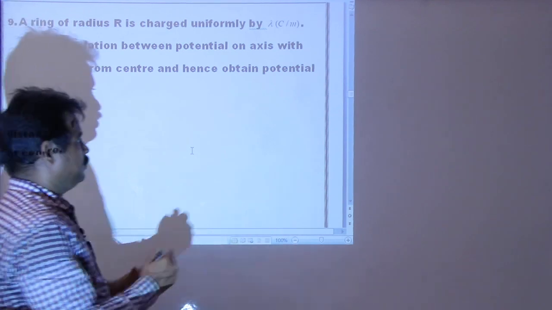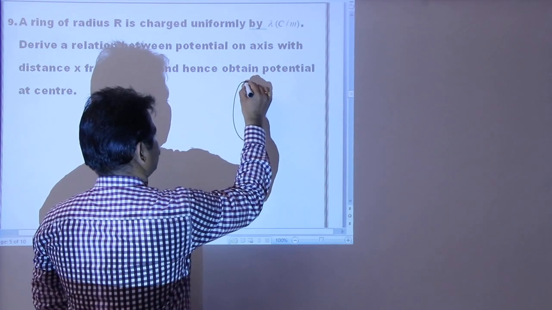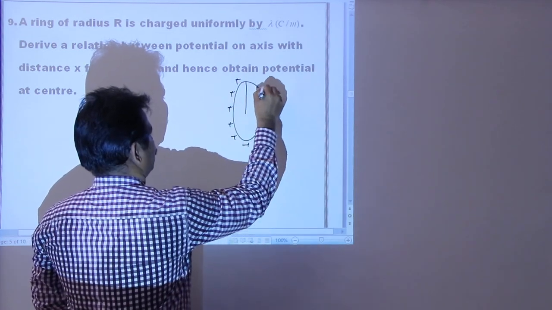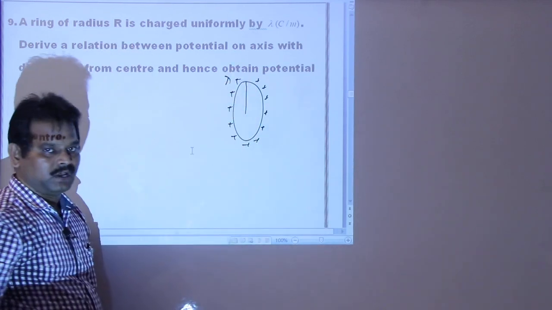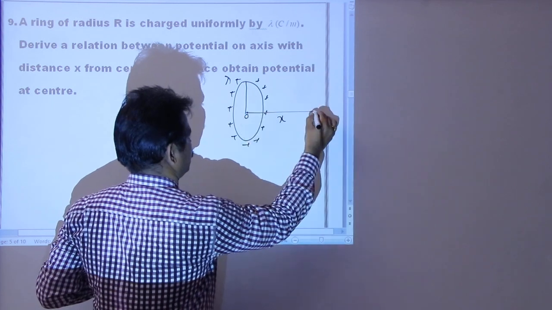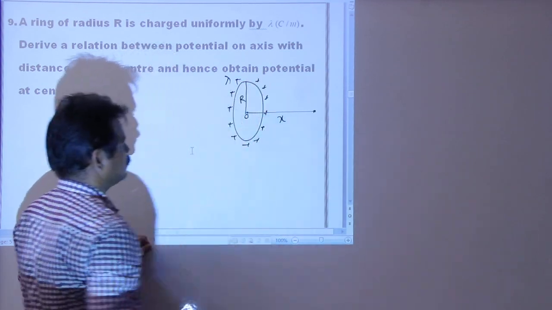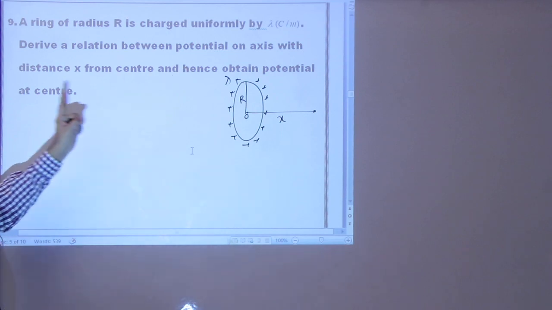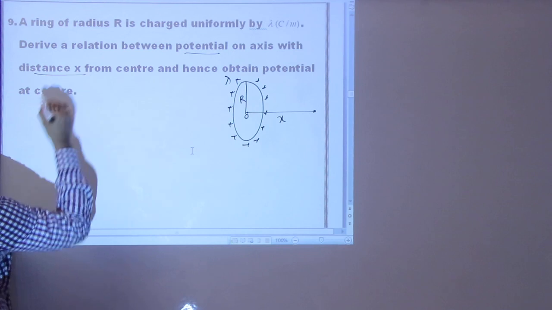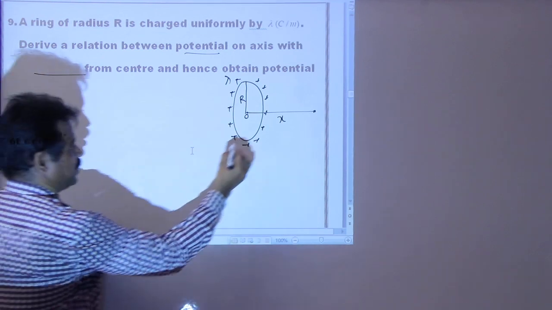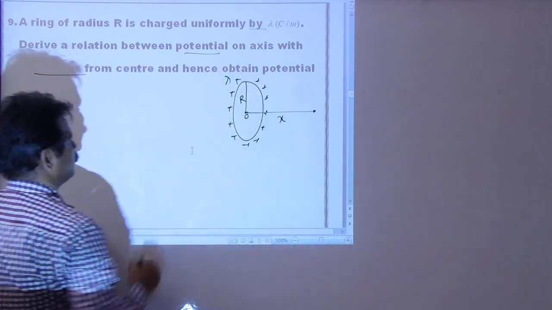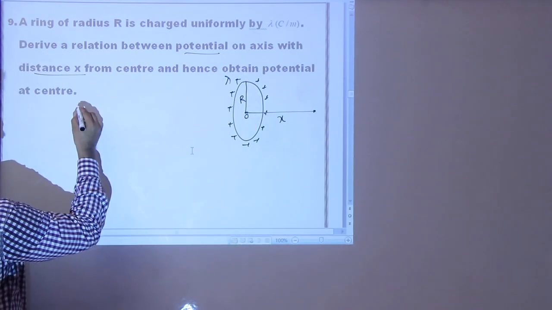A ring of radius r is charged uniformly by lambda. So this is a ring of some charge. Total charge is not given, but the linear charge density on this one is lambda. So this is the distance from the center on the axis. This is the radius. They are asked to find the potential at the center as well as the relation between potential and distance x from the center. So this is the distance x from the center to this point, and this one is the potential.